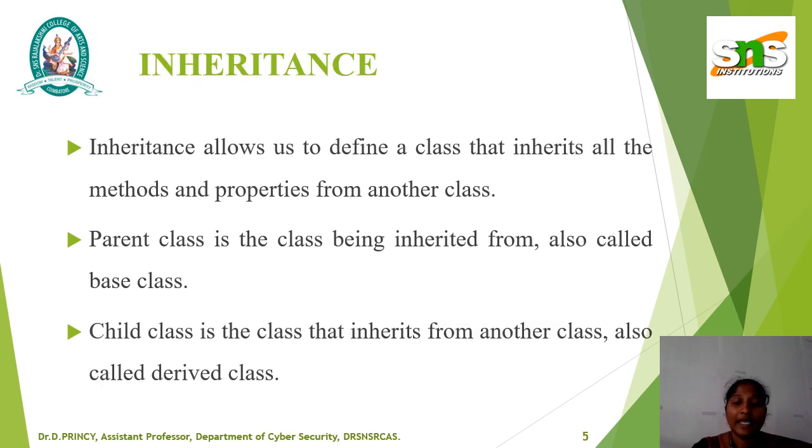Inheritance. As we know, inheritance is the process of deriving a new class from an existing class. The new class, that is the child class, has all the properties of the parent as well as of the child. It allows us to define a class that inherits all the methods and properties from another class. The superclass or parent class is the class being inherited from, also called the base class. The class which inherits from another class is also called the derived class. When you use the name parent, we can say child. When you use base, we can say derived. When you use old, we can use the word new.